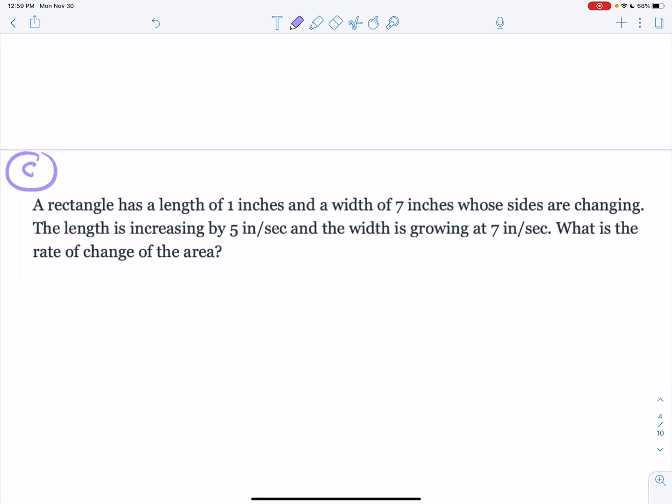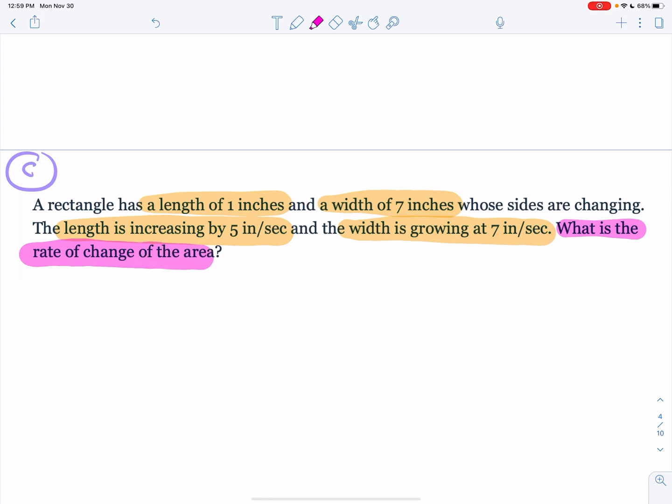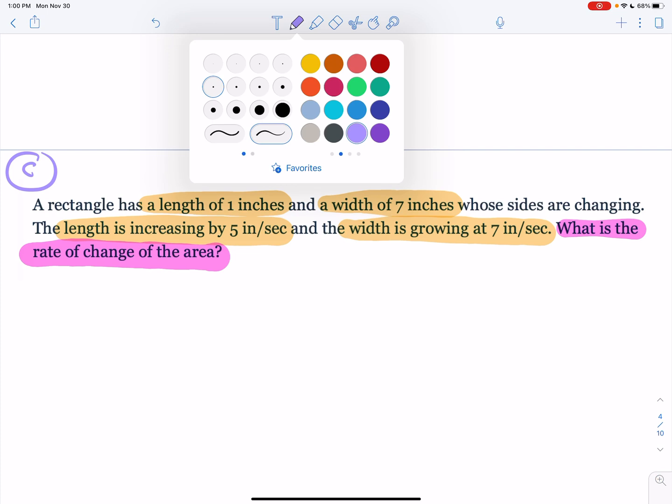Okay? You can go ahead and write down what you think is important if you want to shorthand this one. But I'm going to start highlighting here. We know that there's a rectangle that has a length of 1 inch, a width of 7 inches. Length is increasing by 5 inches per second. Width is growing at 7 inches per second. But here, what is the rate of change of the area? Which is a little bit different. But here we go.